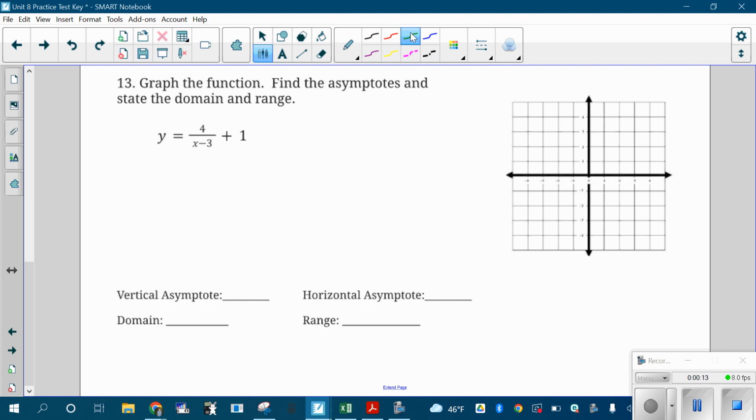Start out with a couple graphing ones. When you look at this one, remember this is the transformation one. This is the one where I'm thinking about the shifts.